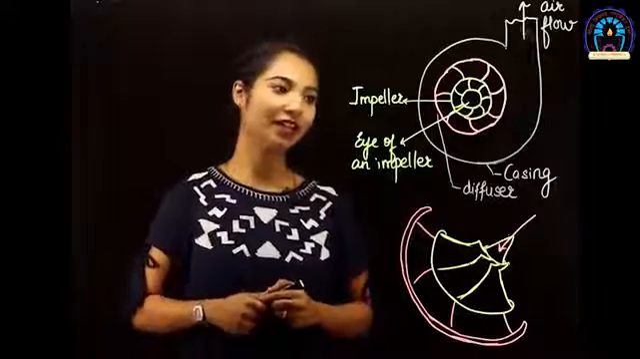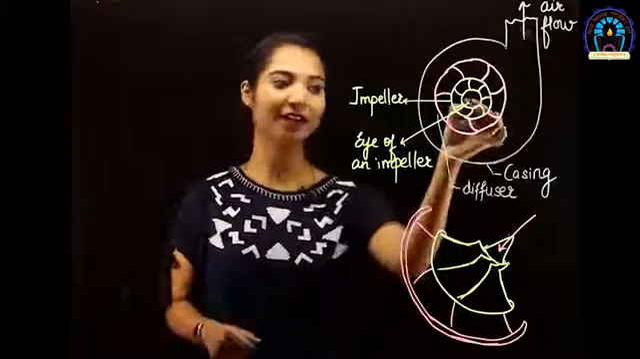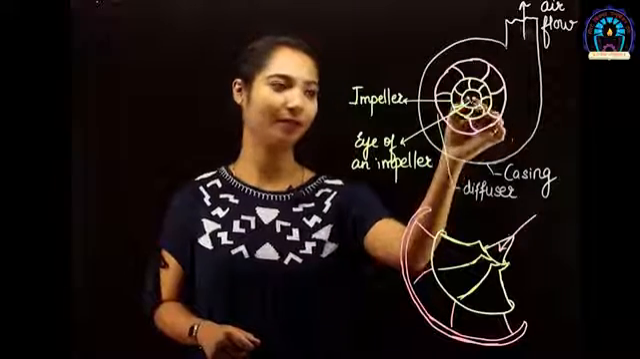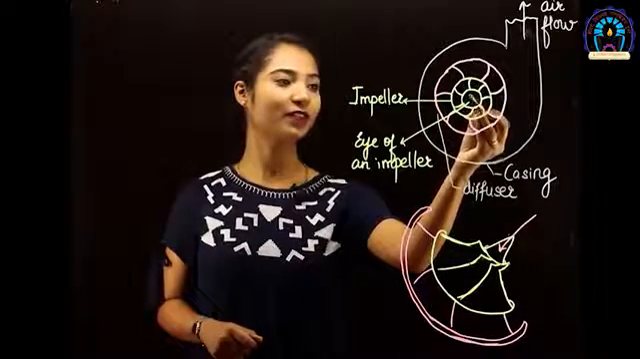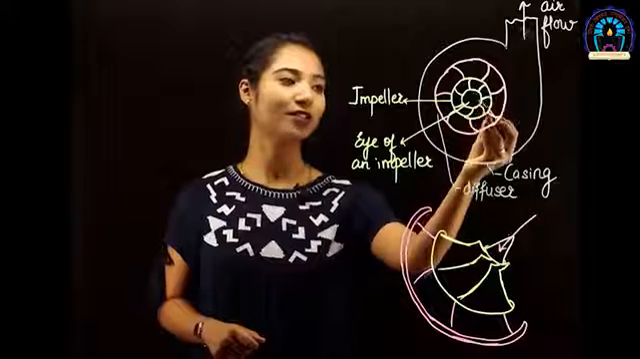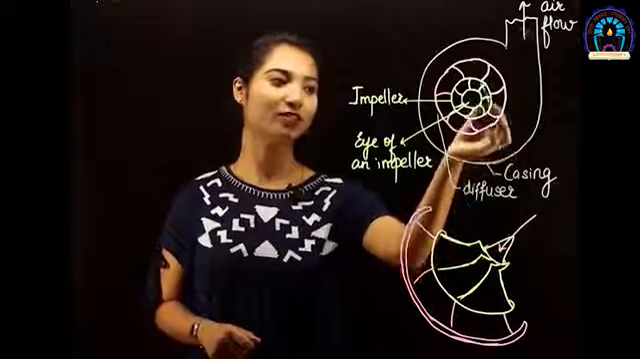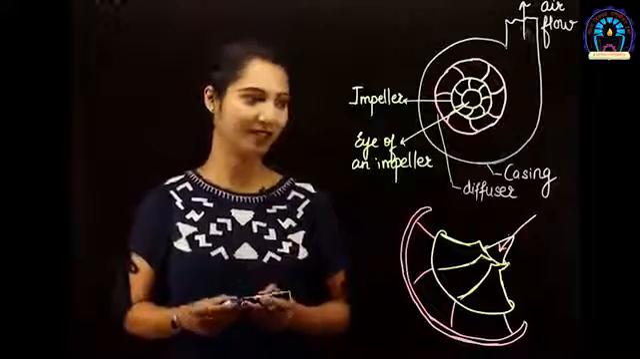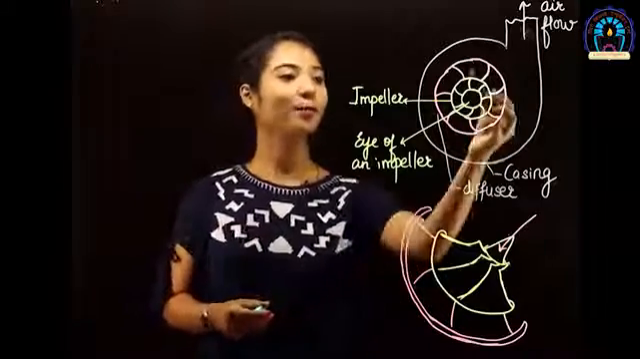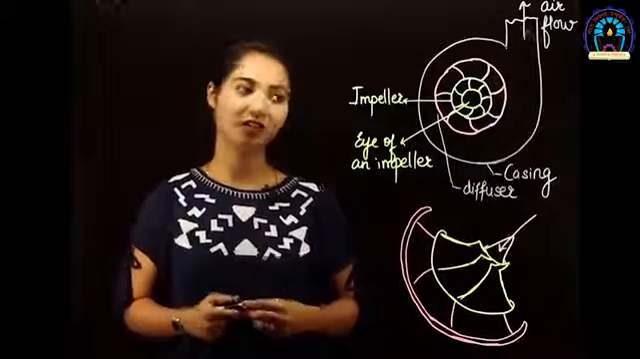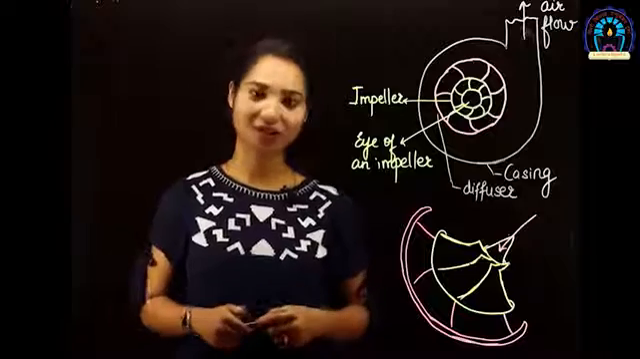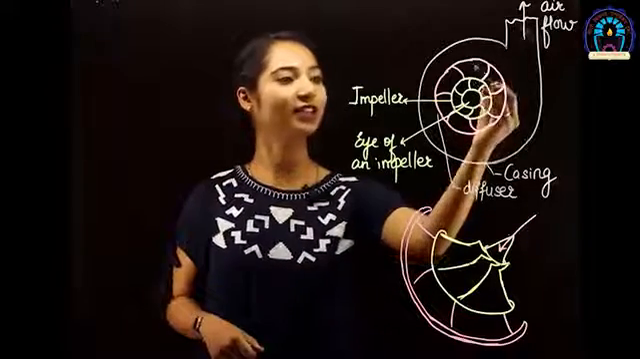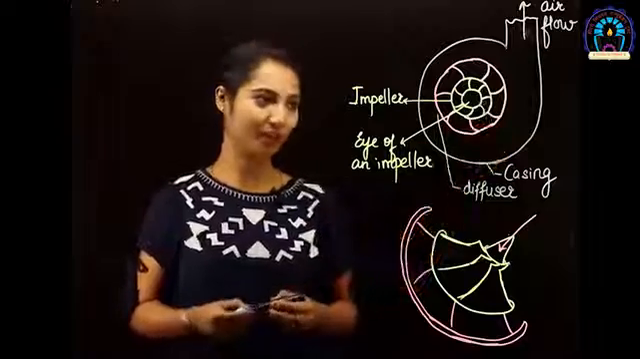Hence, the air will enter axially, parallel to the axis of the shaft, in this way inside the eye of an impeller. Afterwards, it will try to move outwards, that means radially outwards, due to the centrifugal action caused inside the impeller blades. After coming out of the impeller blades, the air will achieve a change in high pressure, high velocity and high temperature, and while getting inside the diffuser, it will have the same components.